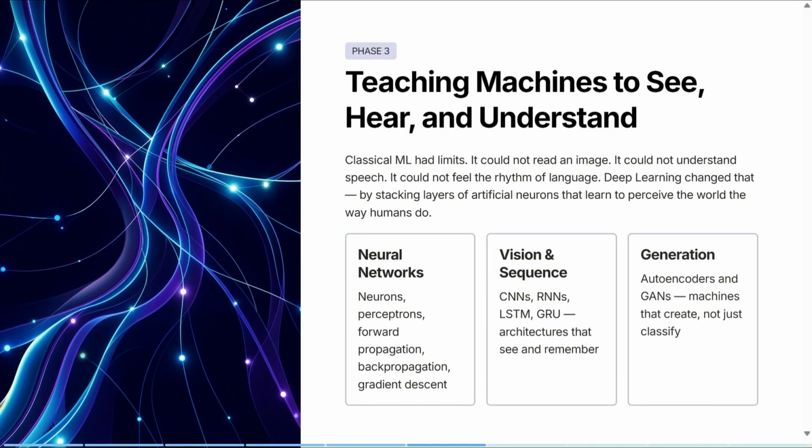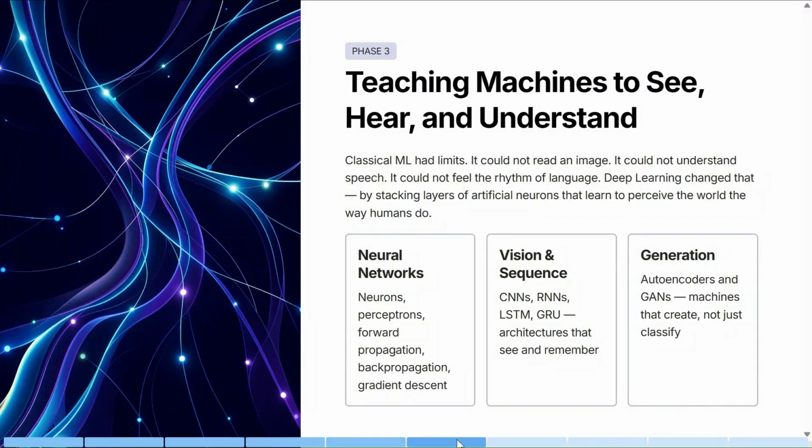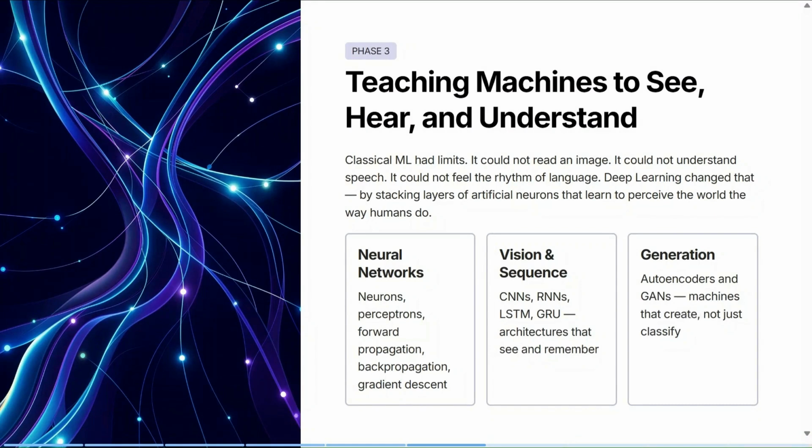Going to phase three, teaching your machines to see, hear, and create. We'll be talking about neural networks, where we'll be studying neurons, perceptrons, forward propagation, backpropagation, and gradient descent. Then we'll be talking about vision and sequences, where we will be learning CNNs, RNNs, LSTM, GRU, and discussing their architecture, and we'll see and remember how they look. Then going to generation, we will be talking about autoencoders and GANs. Those machines that create, not just classify.